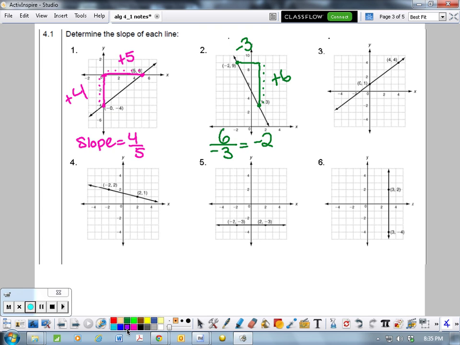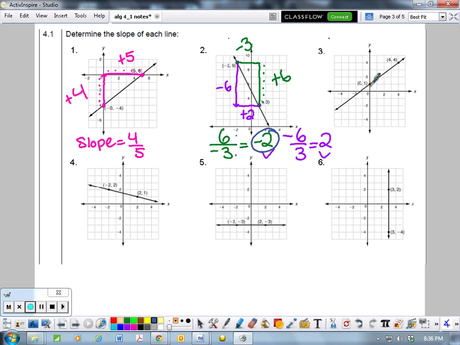Now let's look at it another way. From this point, I could go down 6, and then I could go to the right 3. So that would give me negative 6 over 3. Sorry about that. Which gives me negative 2. So it didn't matter which direction I went, I ended up with the same slope anyway. Now it is your responsibility to always reduce your slope. So even though I had the 6 over negative 3, I needed to reduce it for our final answer.